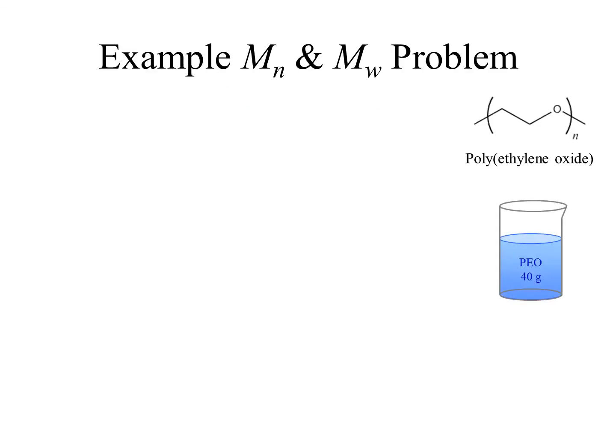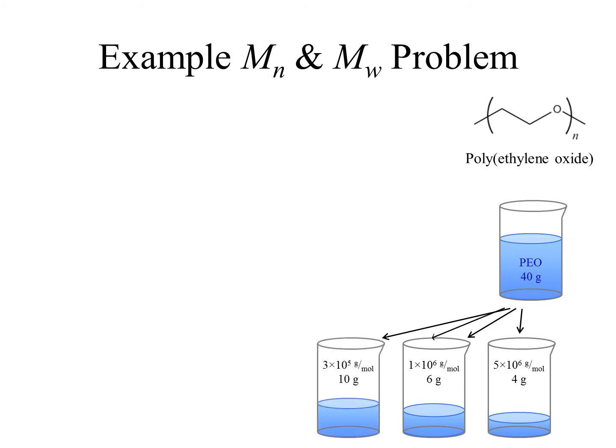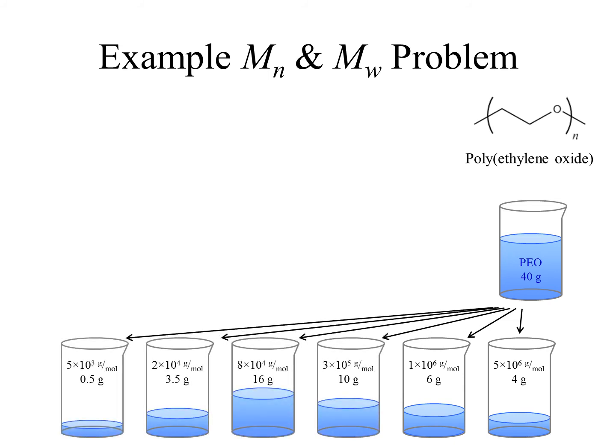To help you understand how the molecular weight distribution is reported, let's take a look at a polyethylene oxide sample. Polyethylene oxide is oftentimes abbreviated as PEO. Here we have a 40-gram sample. We separate the sample out according to the molecular masses of the individual polymers. This is referred to as fractioning out the sample.